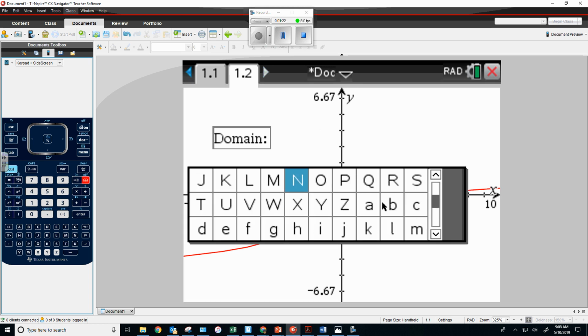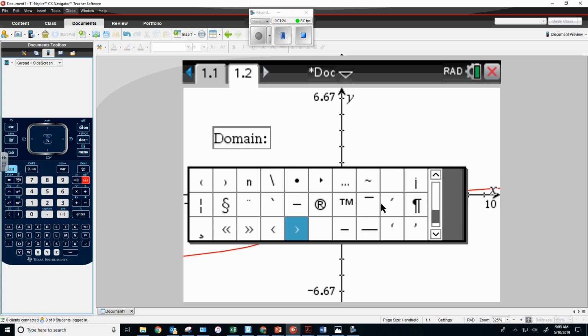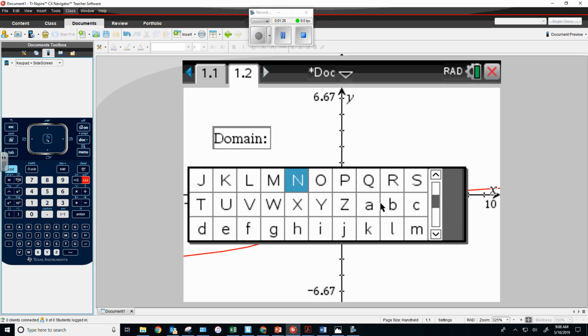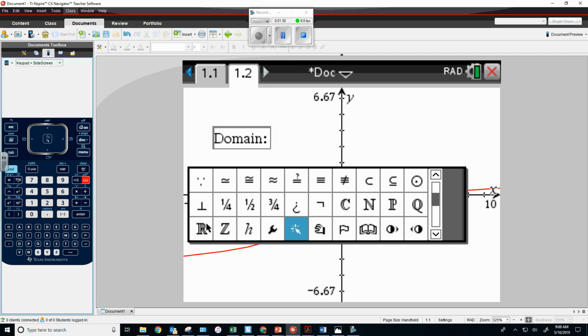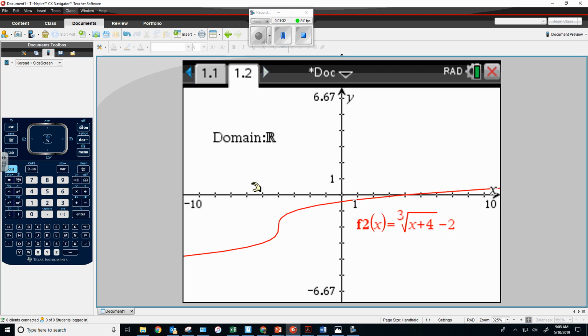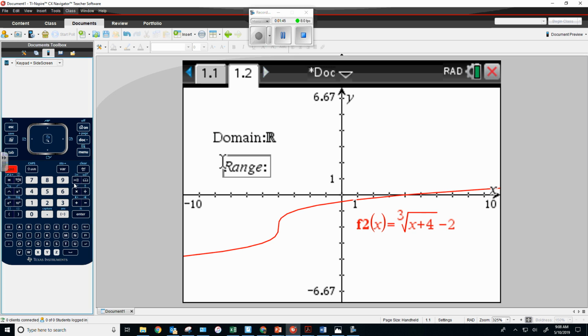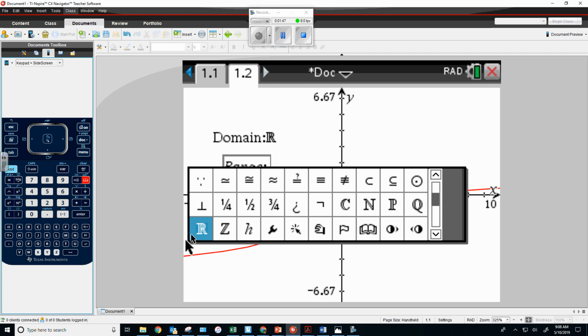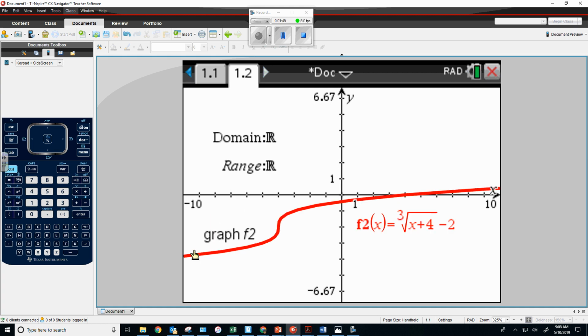I should get to one of those around here somewhere. Where's that R? Right by it. R, all real numbers. And then my range is also all real numbers. There are no asymptotes. There's nothing that prevents that. So that's the domain and range of this function.